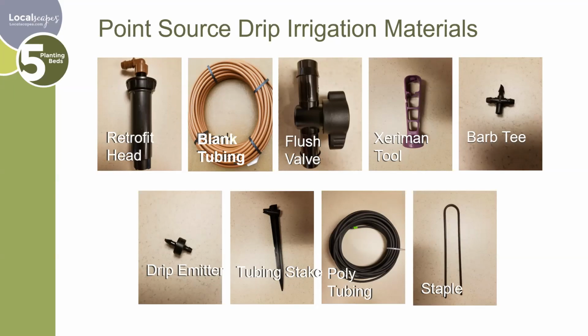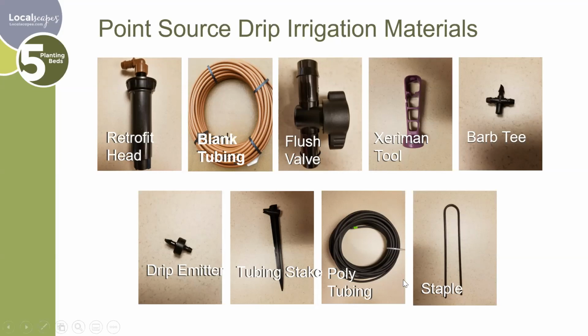It's that 1/4 inch. Putting the emitter on the end, using a tubing stake or something to make sure that emitter stays put at the base of the plant where you want the water to go. Right. Okay. So the barbed tee is what goes into the blank tubing, and then the drip emitter is what goes on the end of the poly tubing, which then the water would go to the plant at that point. Sorry. Still getting to know my things still.